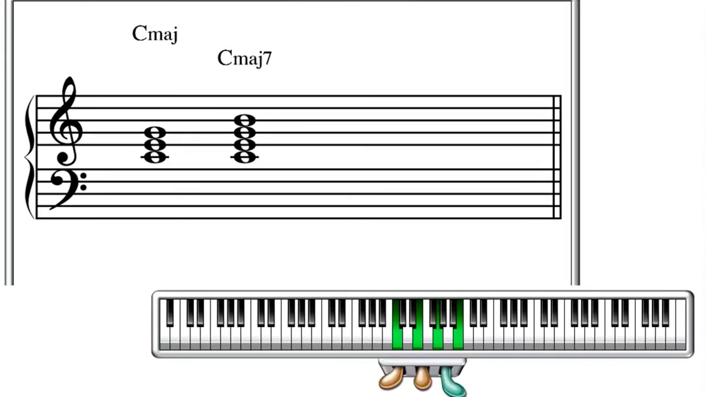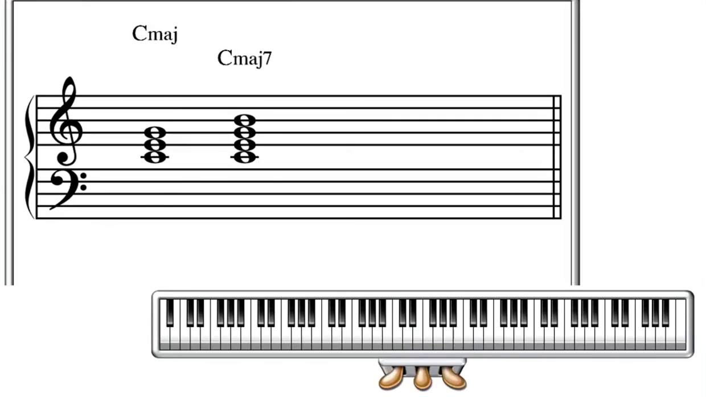And finally, from the 5th to the 7th, in a major 7th, you count a further 4 semitones. So try to remember that formula. 4 semitones plus 3 semitones plus 4 semitones, 4, 3, 4, and you can use that formula to construct a major 7th chord on any note on the piano.